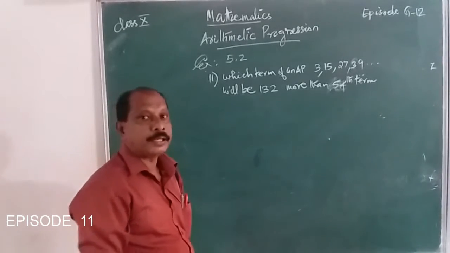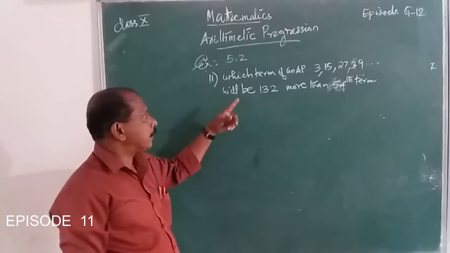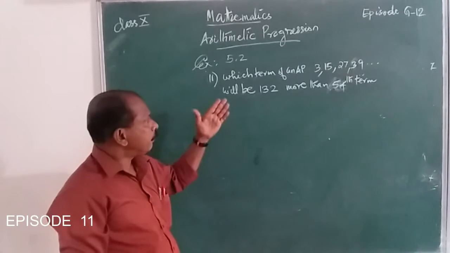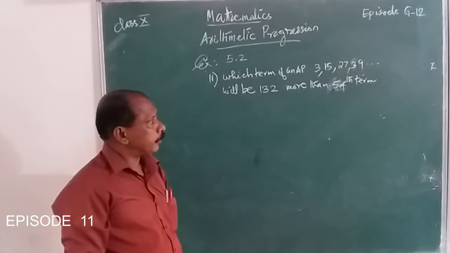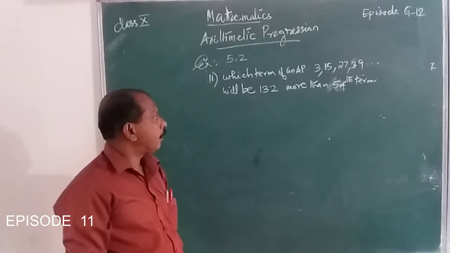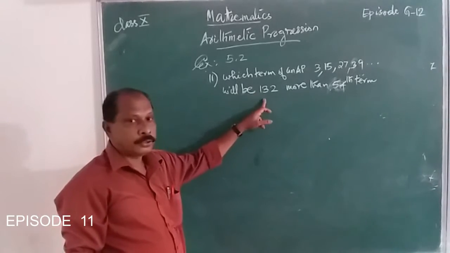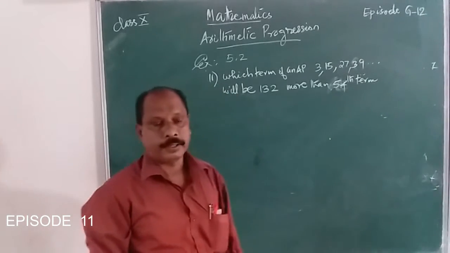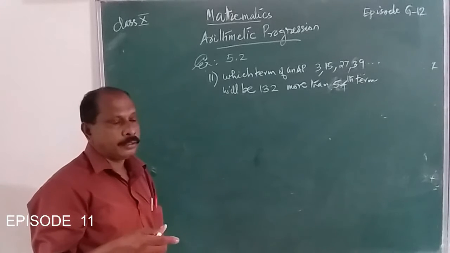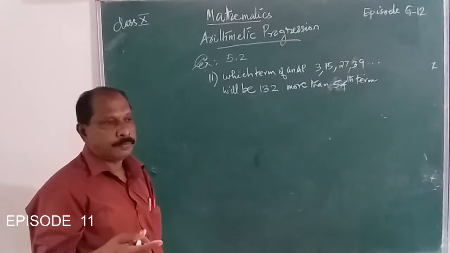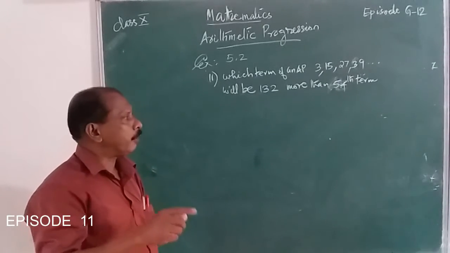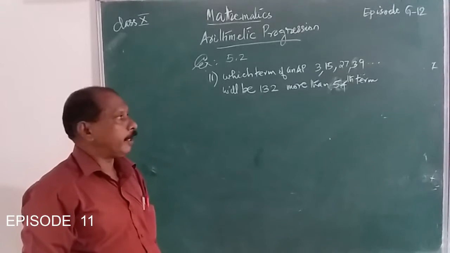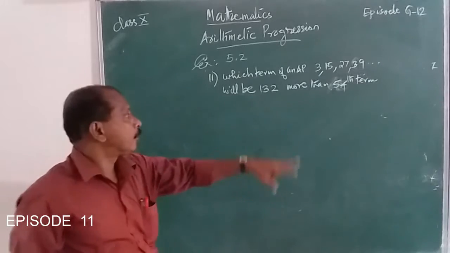Then the 11th question is: which term? That means there are the same type of questions and also different types of questions. Which term of the AP 3, 15, 27, 39, and so on will be 132 more than its 54th term? We know that the first term is 3 and the common difference can be obtained. Then we can find the 54th term, and the required term is the 54th term plus 132.